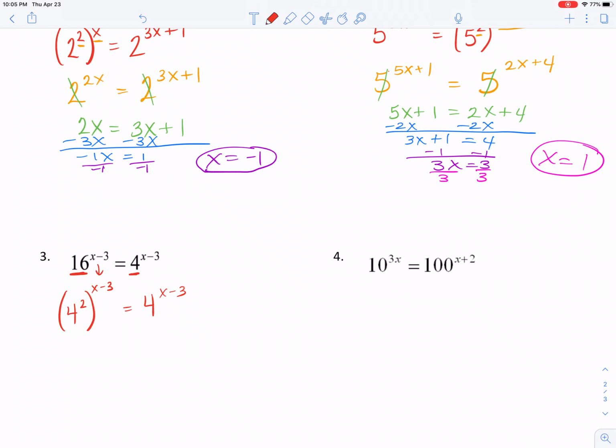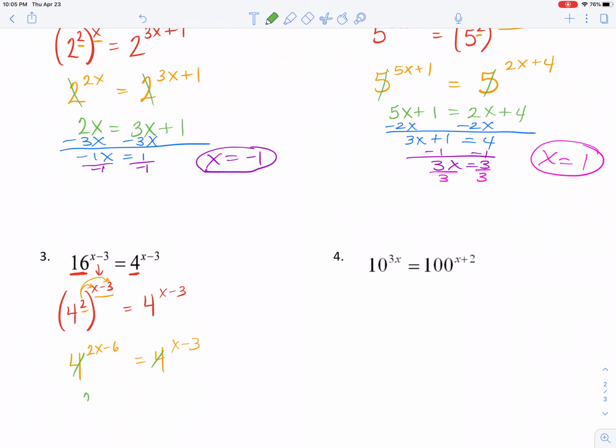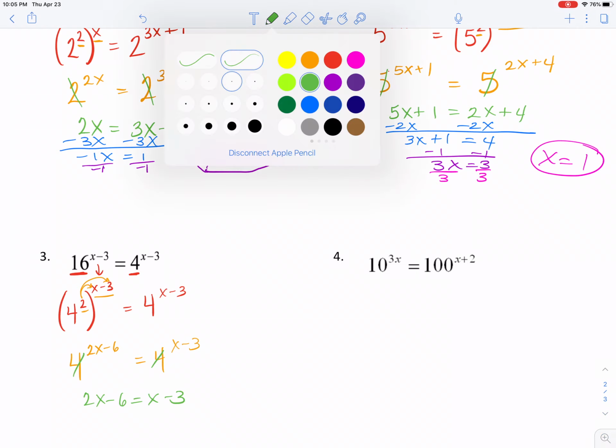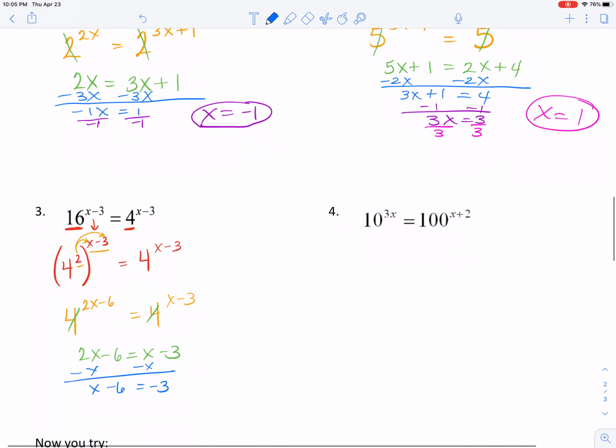So here I'm going to bring down the base of 4, multiply the inside and outside powers, which requires us to distribute again. 2x minus 6 equals the 4 to the x minus 3. And then once the bases are the same, I'm going to drop them and set the exponents equal to each other. And then I could minus x on both sides, get x minus 6 equals negative 3. Add 6 to both sides, get x equals positive 3.